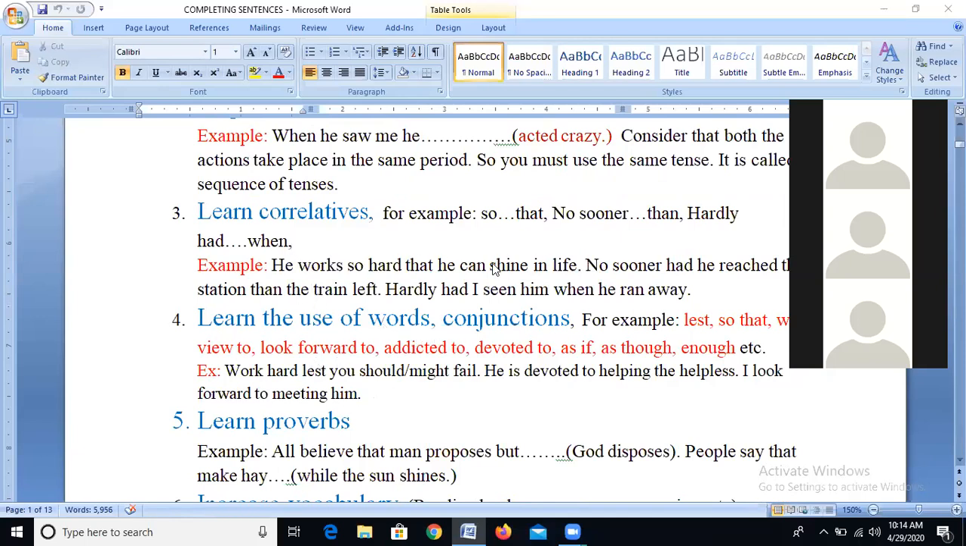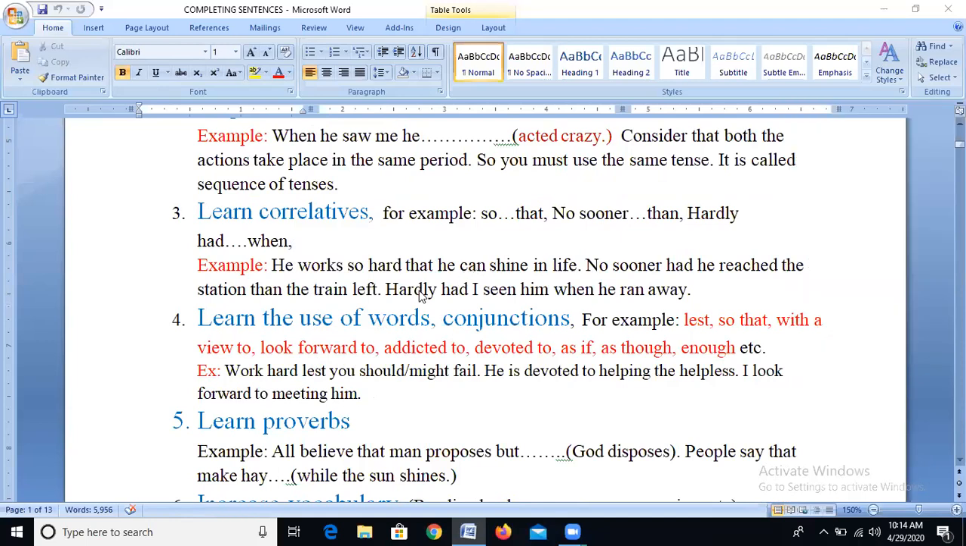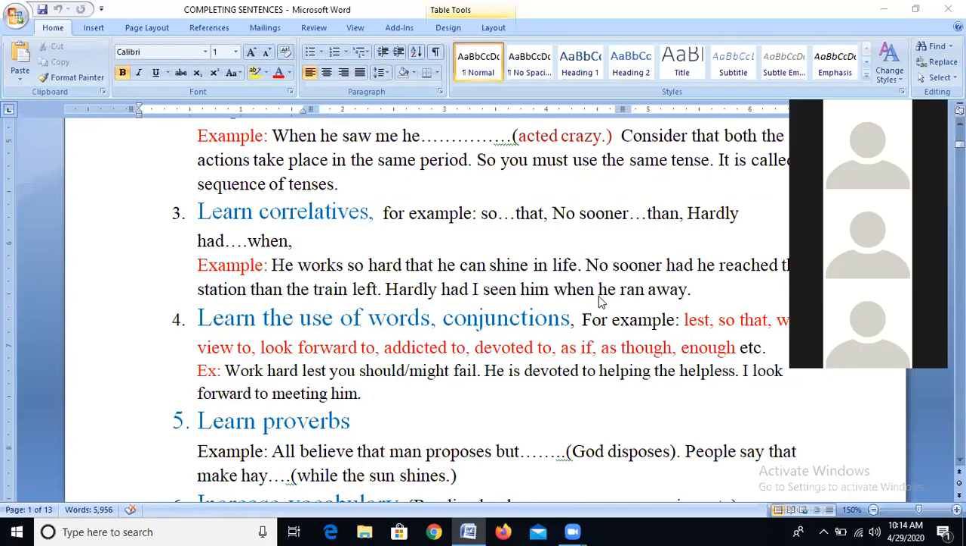Then the other: hardly had I seen him when he ran out. Hardly had I seen him. The other, hardly.